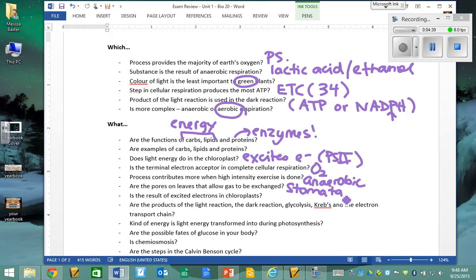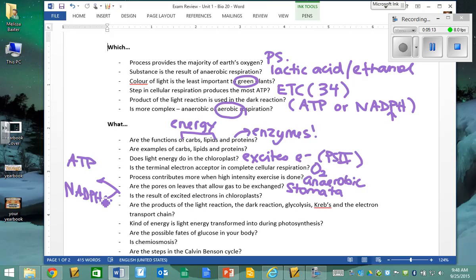What is the result of excited electrons in chloroplasts? Well, there's a couple of things that happen. I end up getting ATP produced, right? So the electrons move. They help chemiosmosis happen. And eventually, they help reduce NADP to NADPH. So those two substances, those energy molecules, that's the end result of all of that electron movement.